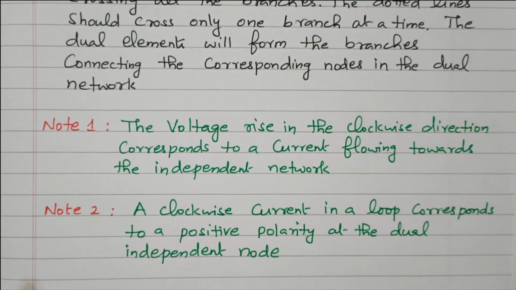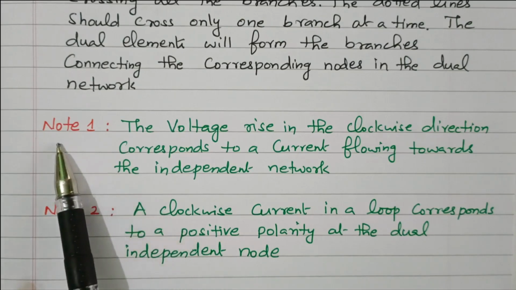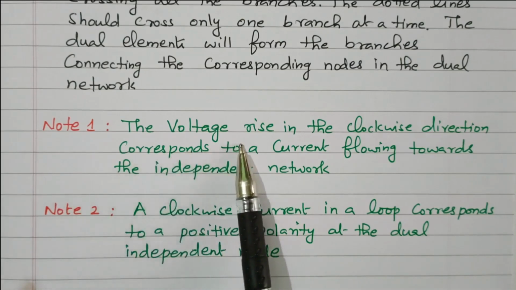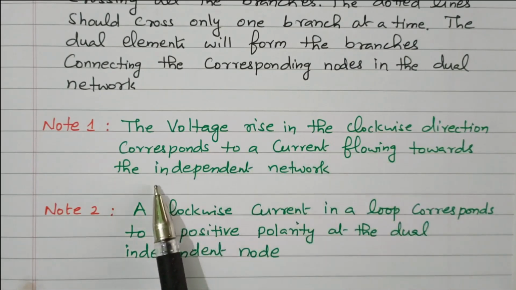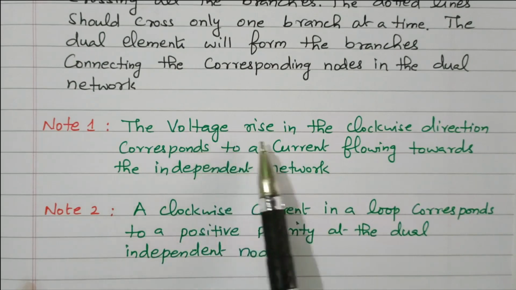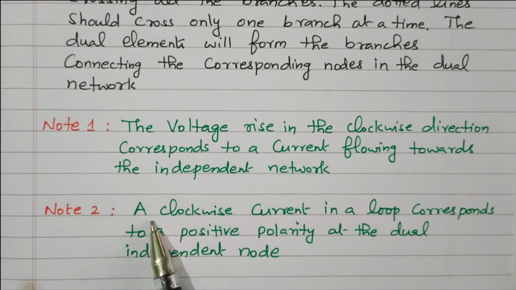We need to draw the dual network separately. So there are two nodes available. One is the voltage rise in the clockwise direction, which corresponds to a current flowing towards the independent node of the dual network. Right? The voltage rise in the clockwise direction in the loop corresponds to the positive polarity at the dual independent node. So we need to see the polarity, whether it is rising polarity or falling polarity. Rising means the current will also go upward. If the polarity is falling, the current will go downwards, right? So accordingly we need to identify.